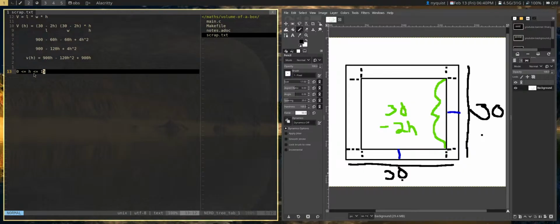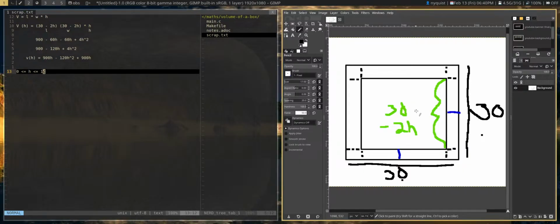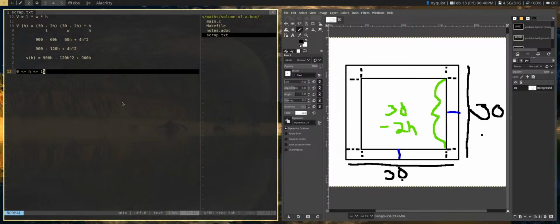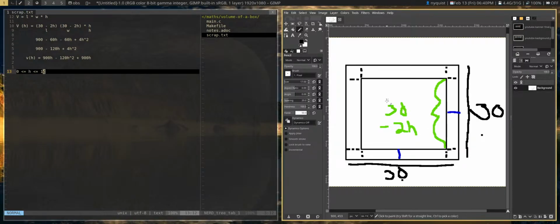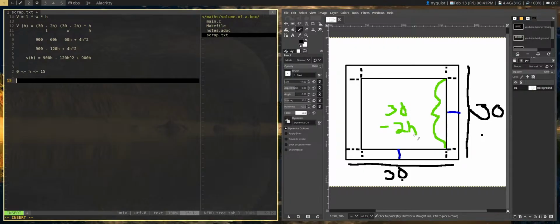And it can't be equal to 15 because 30 minus 2 times 15 would equal 30 minus 30, which would be 0. And you don't want a box with a size of 0 for the height or width. That would just be kind of dumb. So that's our domain. And now we're going to do a little bit of very simple calculus.